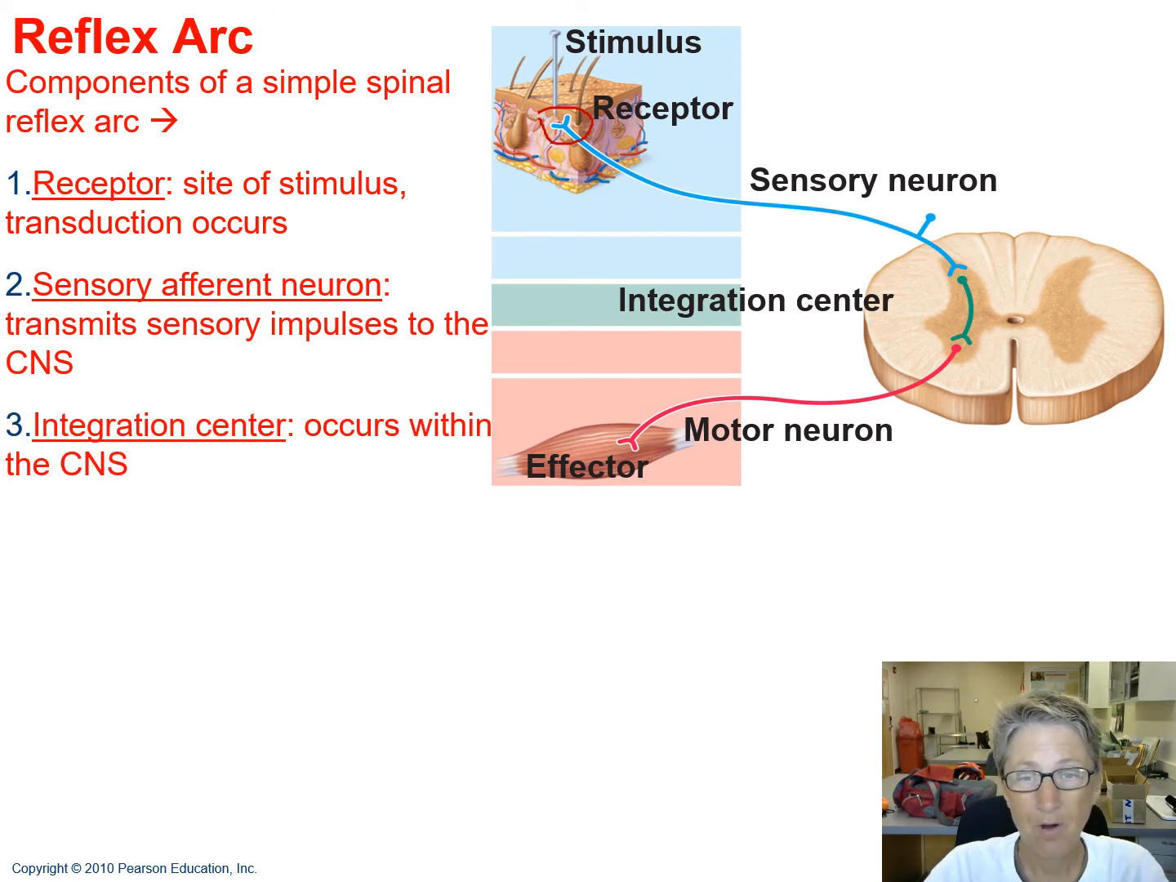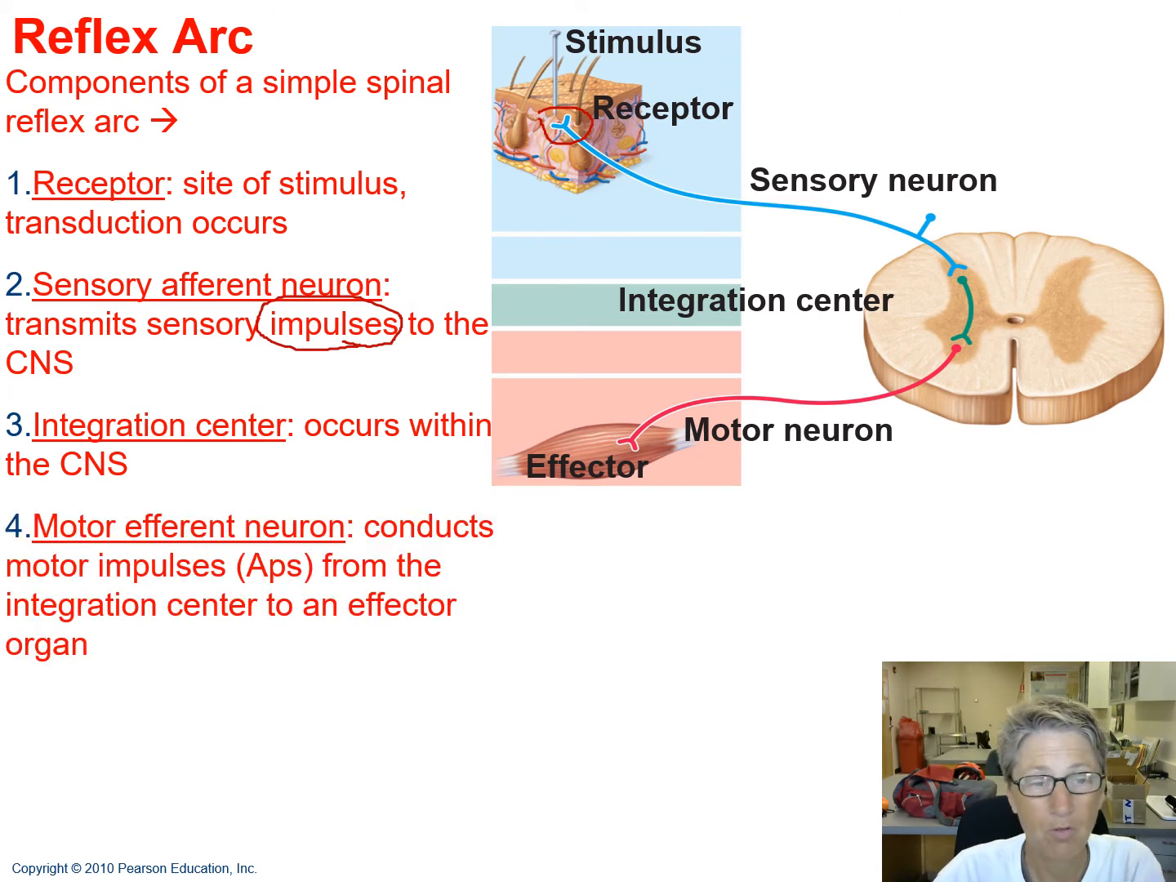The sensory afferent neuron transmits the sensory impulses to the central nervous system. And the sensory impulses, remember another name for an impulse is an action potential. And then the integration center occurs within the central nervous system. The motor efferent neuron conducts motor impulses, that's action potentials, from the integration center in the central nervous system out to an effector organ.